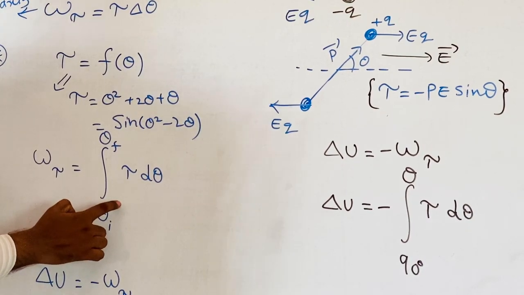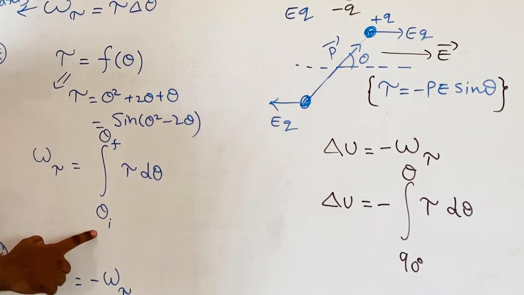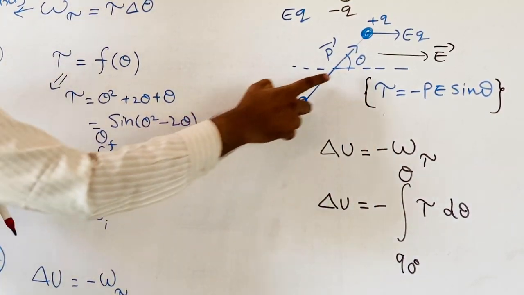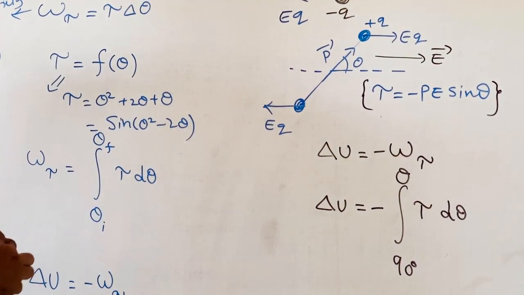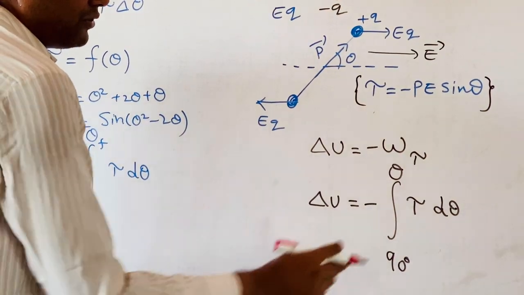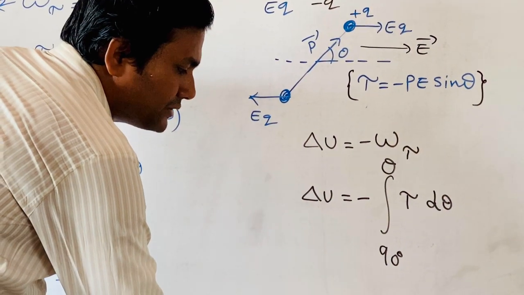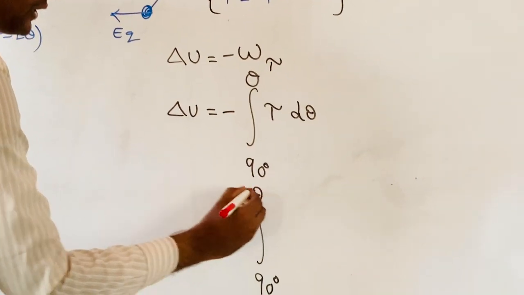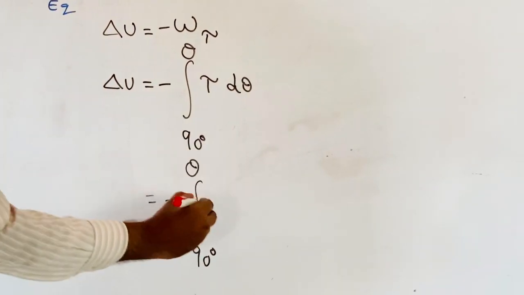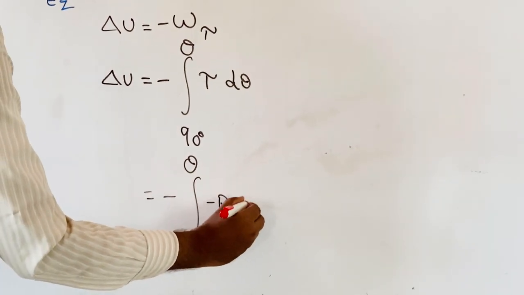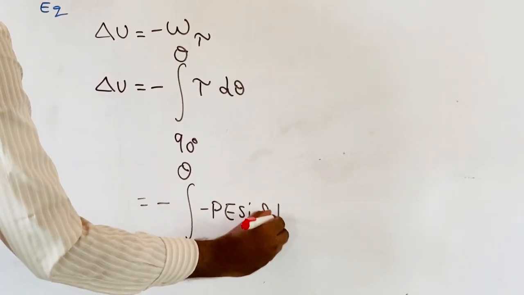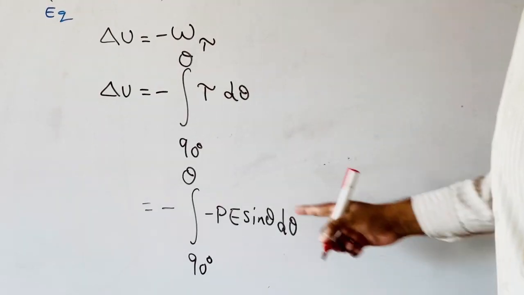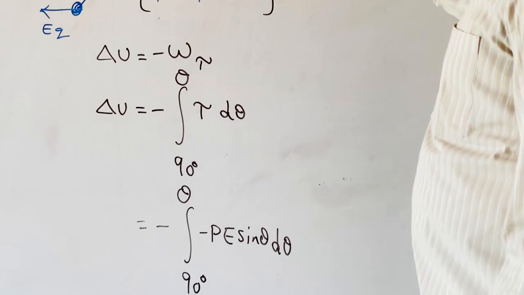In our case, theta i has how much value? Theta i is 90 degrees. Theta f has how much value? Theta f decreases to theta. Now substitute the value of tau here. What can we write? Minus the integral from 90 degrees to theta. What is the value of tau? Tau is minus P E sin theta d theta. Then we calculate this further.